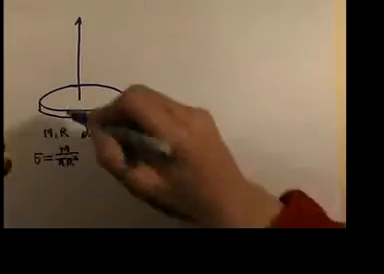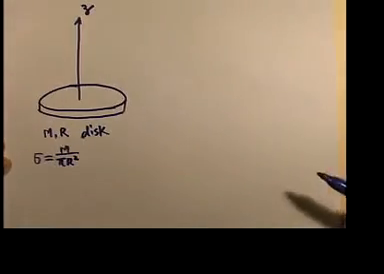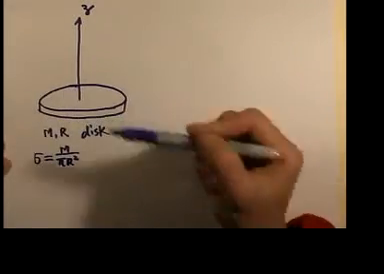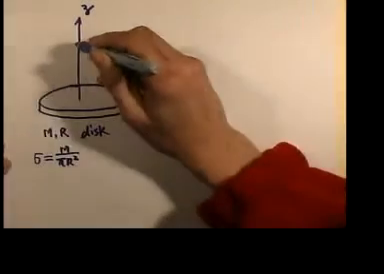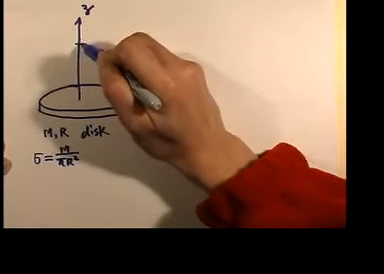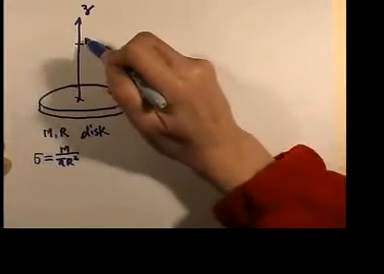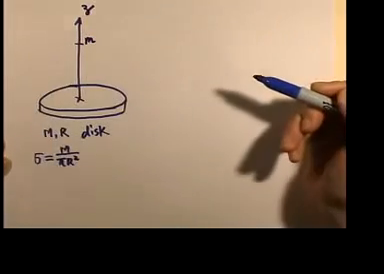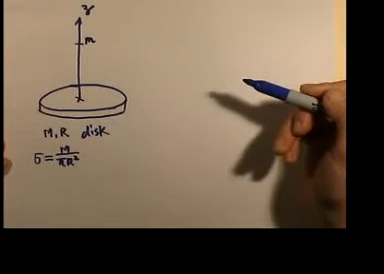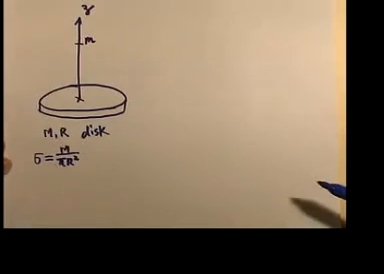Now this is a z-axis, which is perpendicular to the plane of this disk. Assume that at distance b above the origin on the z-axis, we have a mass little m. The question is, what is the gravitational attraction force between the disk and that point mass m?